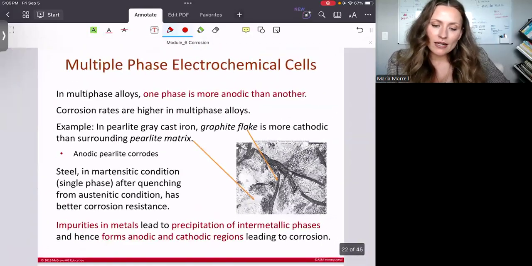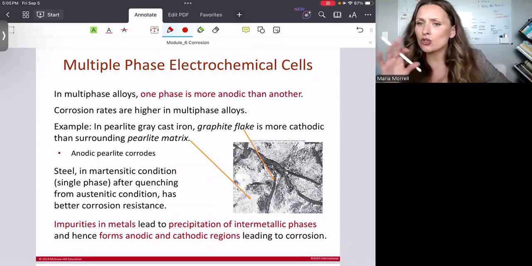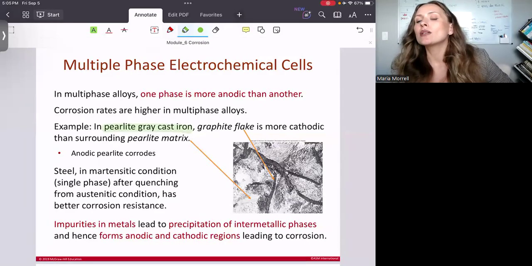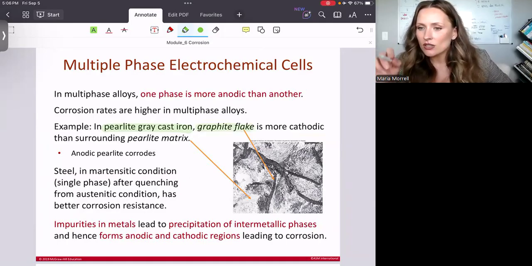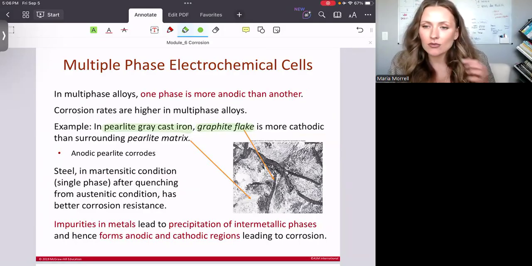Now, multi-phase electrochemical cells. We already know what the phase is, right? And we know that sometimes you can actually develop an alloy that has multiple phases. And I will show you guys the example right away. In the image to the right, you see it's a pearlite gray cast iron, okay? Well, what it means is that it has these graphite flakes. These are the darker regions, those darker channels. This is your graphite. Graphite, you guys remember that's made out of carbon, right? Pure carbon. That's the pencil. That's what it is, right?